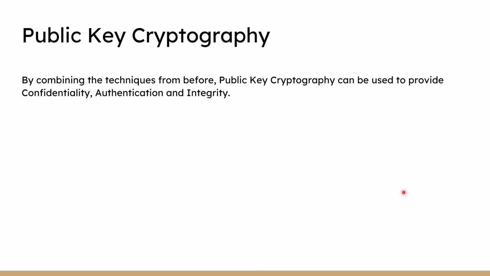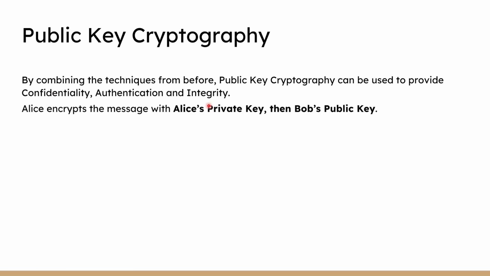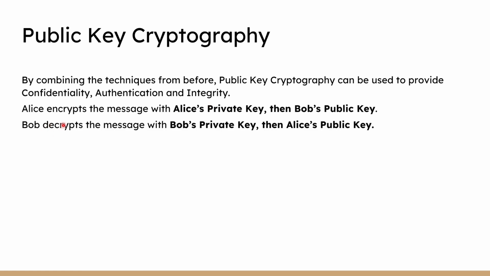So if we combine these techniques, then you can use public key cryptography to provide all three goals of encryption: confidentiality, authentication, and integrity. If Alice encrypts the message with her own private key and then Bob's public key, Bob can decrypt it with his own private key, which means that only he can read it because only he has this key. And then he can decrypt it with Alice's public key, so he can be sure that Alice sent it and that no one else has changed it.